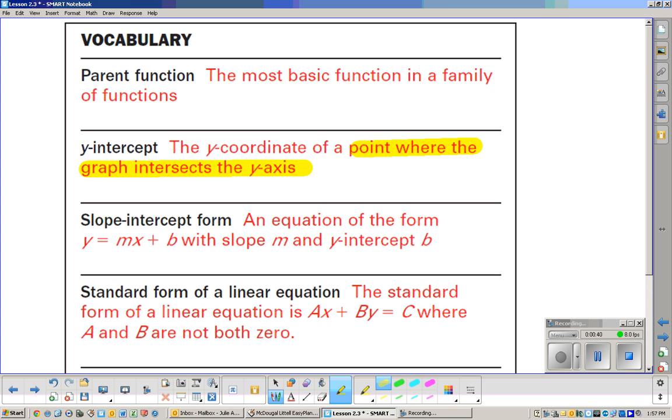Slope-intercept form, you've seen that before. We've talked about it briefly. Y equals mx plus b. Remember that the slope is m and the y-intercept is b.